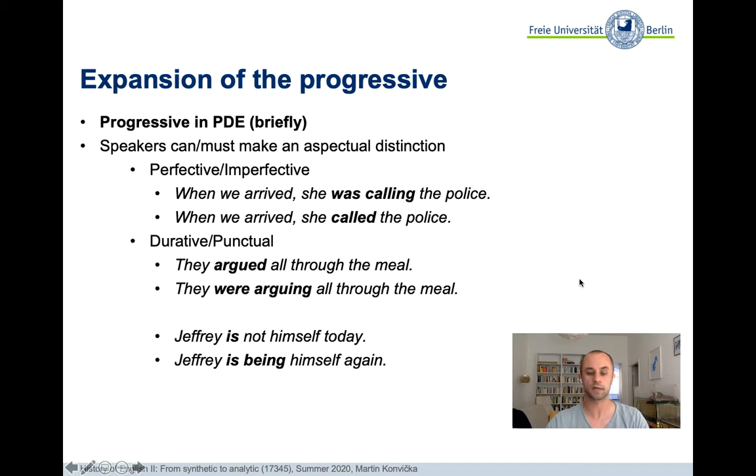So if we have a look at the two sentences at the bottom, Jeffrey is not himself today, and Jeffrey is being himself again. If we say is being, we mean that he would act differently, but at this very moment there is something special going on.